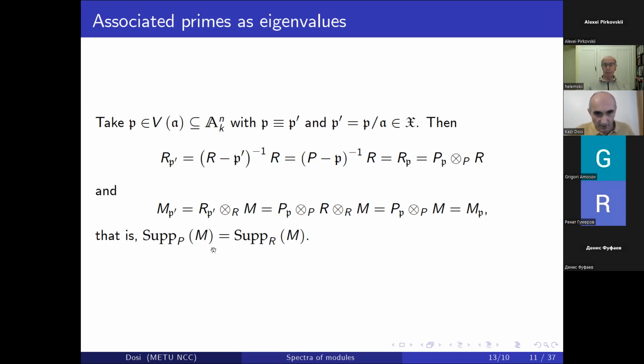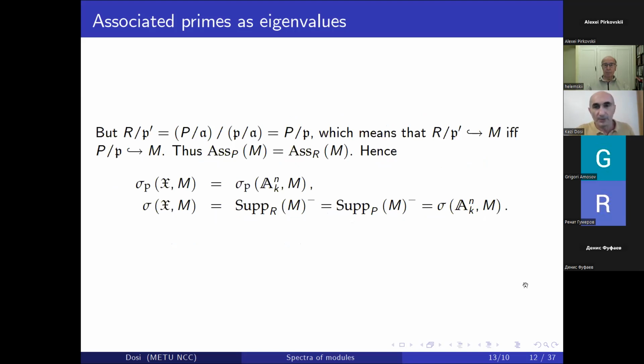So that means the supports of the module as an R or P module are the same. Right? The support is the same. Well, what about associated primes? So I told you, what is an associated prime? This quotient should be embedded inside of M. But look at the quotient. If you take the quotient with respect to p prime and p with respect to P, they are the same. Since all the rest are compatible structures, this embeds into M if and only if P over p is embedded into M. So associated primes are the same as an R module or P module.